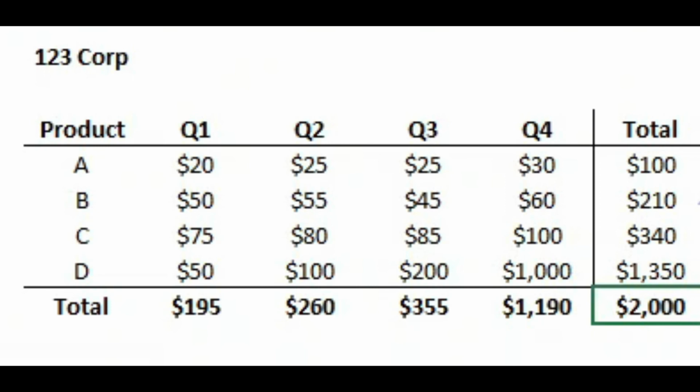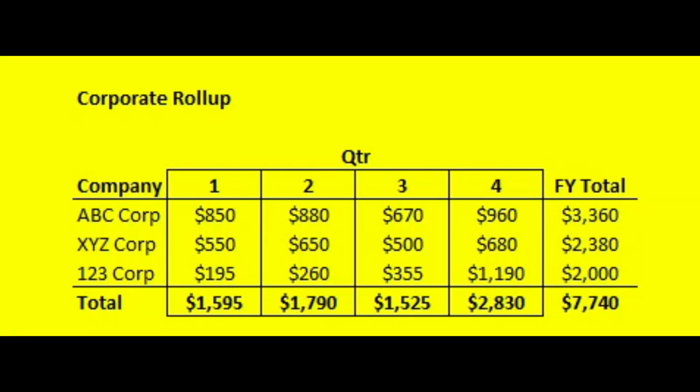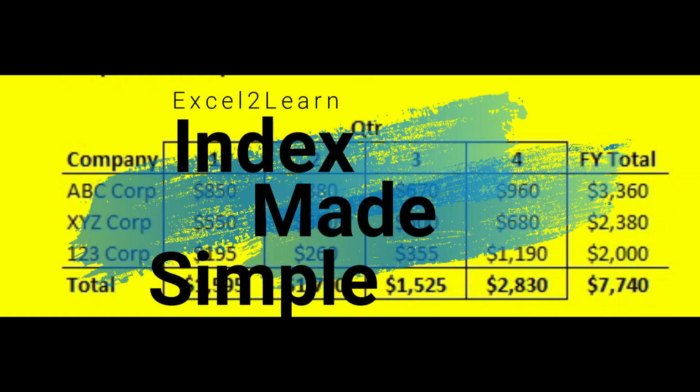So now we have a roll-up of all three of our subsidiaries under the parent company's corporate roll-up. So that is your index function using the function arguments box completed.